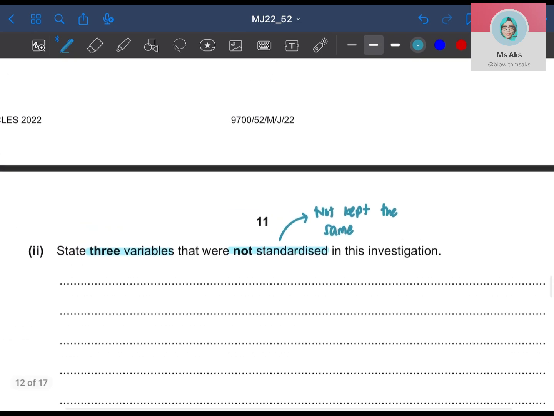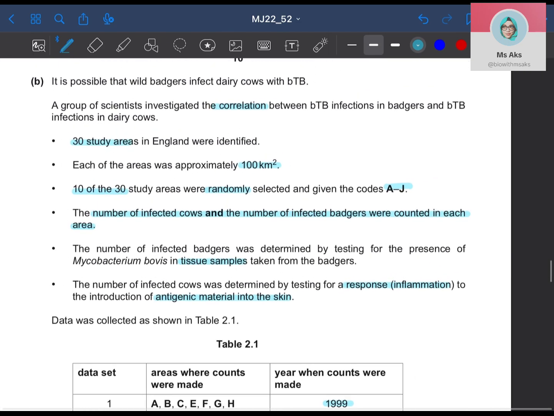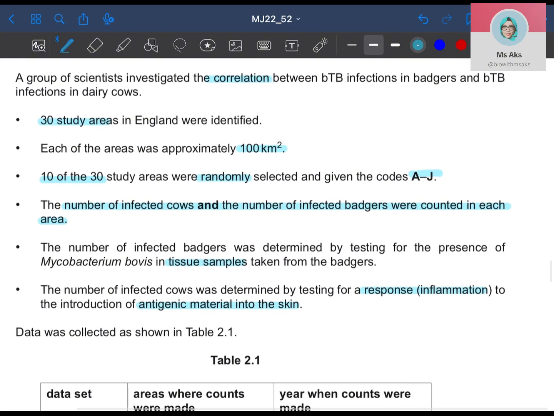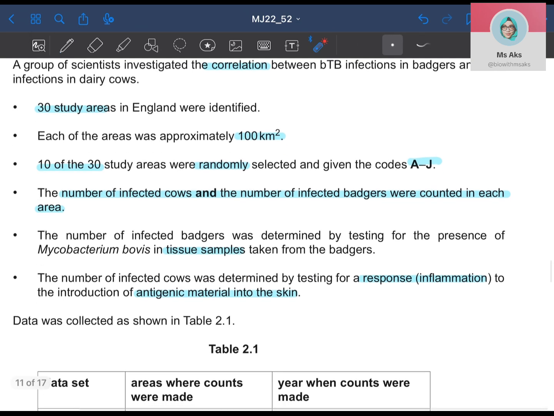All right, so first things first, let's look at the method, and we're going to be arguing what the problems with the method are, that you should have kept the same. All right, so what they didn't mention is that, number 1, okay, yes, they did mention that they studied 30 areas. That's fine. All right, they mentioned the area that's being covered, which is around 100 square kilometers.